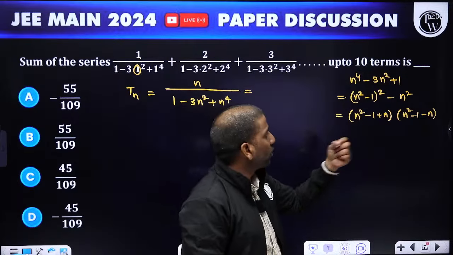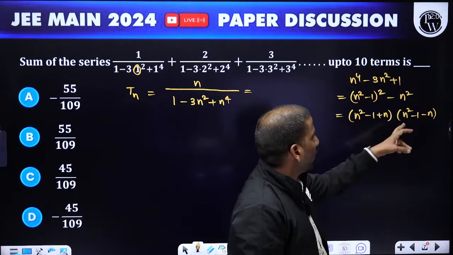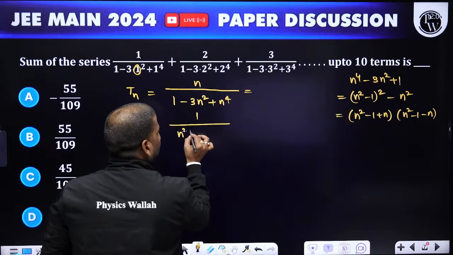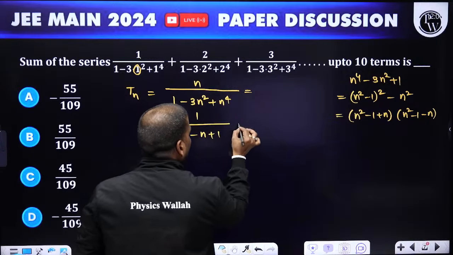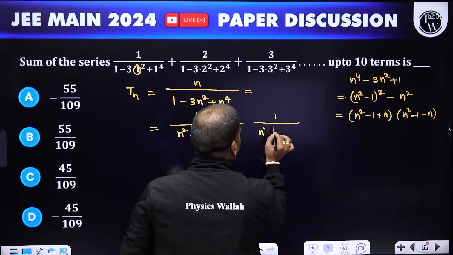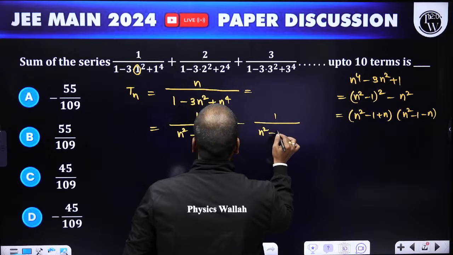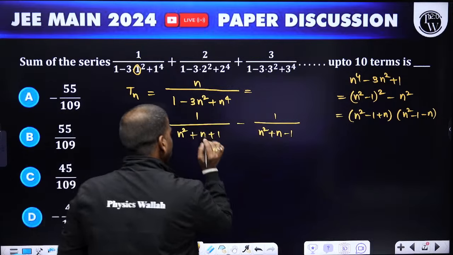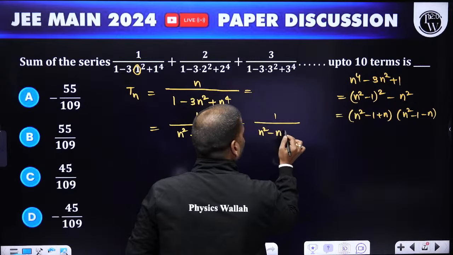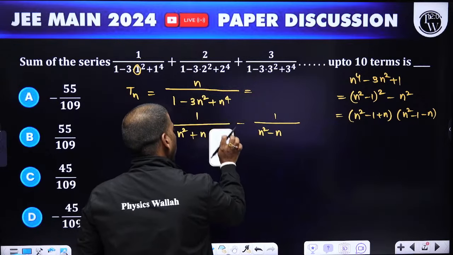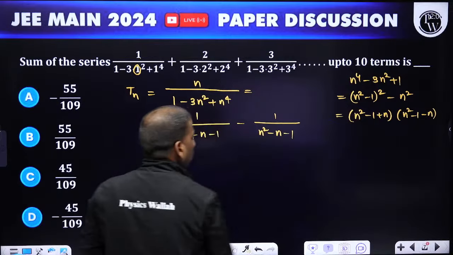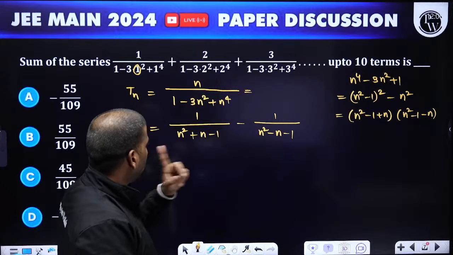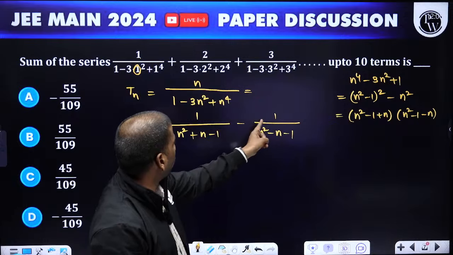Now what is the difference of these two terms? n square minus 1 will get cancelled, only 2n remains. So that is the way we follow here: 1 by n square minus n plus 1, minus 1 by n square plus n minus 1. Let us write in reverse, this is a plus 1 and here minus 1. Once you observe, when we write the numerators, n square will get cancelled. Here minus n, here also minus n.